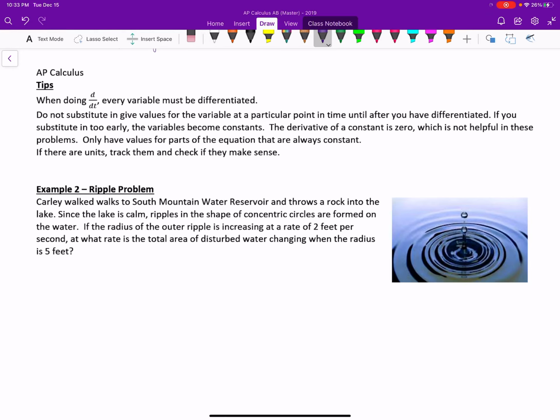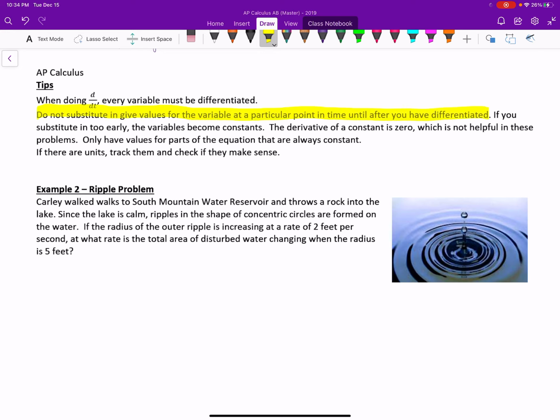So some tips, I wrote out a few tips. And again, I'm kind of repeating myself, but I cannot say this enough. When you're doing d/dt of both sides, every variable must be differentiated. Every variable. Do not substitute in given values for a variable at a particular point in time until after you have differentiated. I know it was in the directions, but a lot of people do it too early.